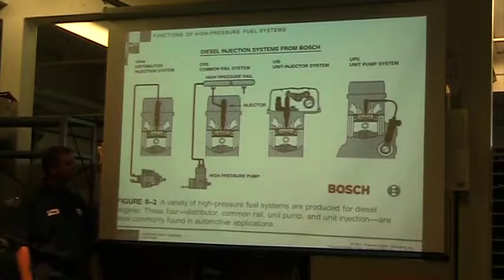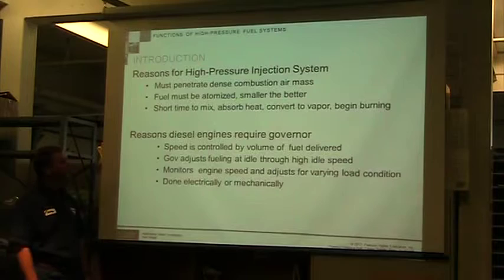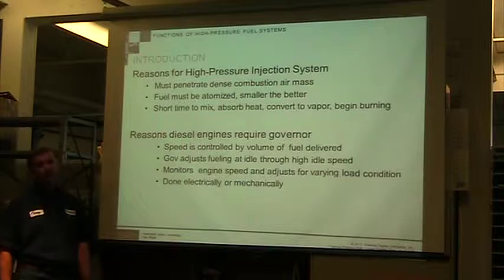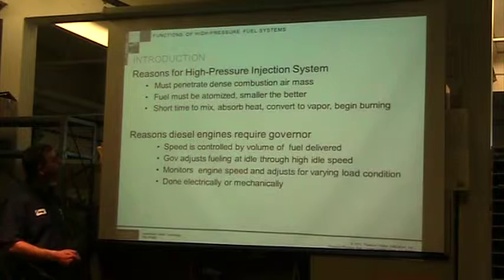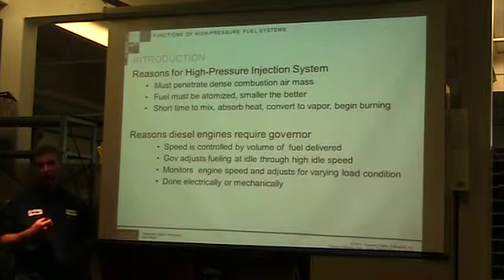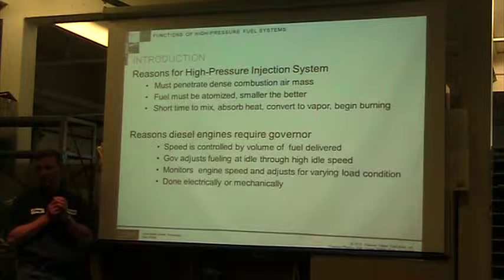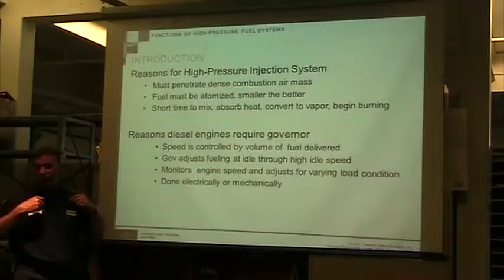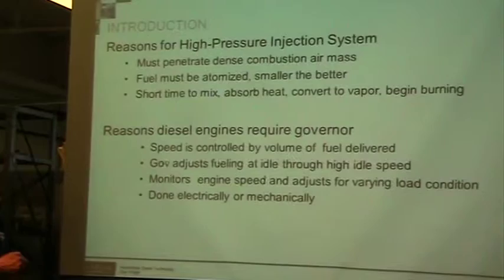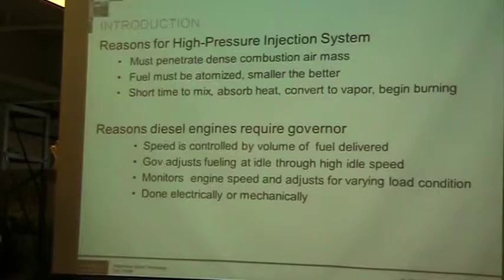Mainly the rest of the chapter is covering the electronic side of it, so we're really going to focus on that. We're going to talk about the reasons for the high pressure. There are three main reasons why we have a high pressure injection system. First thing is it takes a lot of pressure to penetrate the compression that's in a diesel engine. We start getting up there between 600 and 1200 psi of pressure. That injector has to be able to overcome that and actually blow fuel through that system. It's a very dense mass of air in there, and we have to be able to penetrate that with the injector. So it takes a lot of pressure just to overcome that.